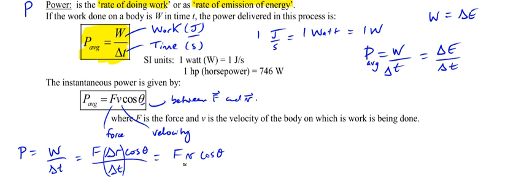Now, just a very quick little note for those of you in calculus, power can be thought of as the derivative of the work function with respect to time. So it's dW by dt. But this is more of an aside. We will not see that in this course. This is only really for calculus-based physics courses.